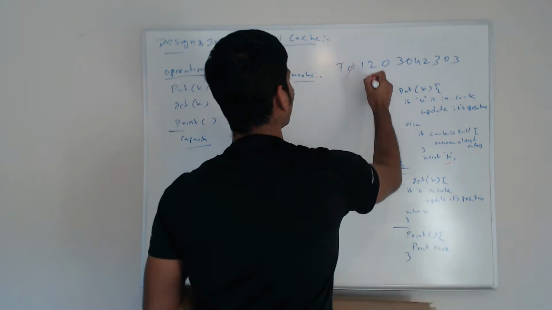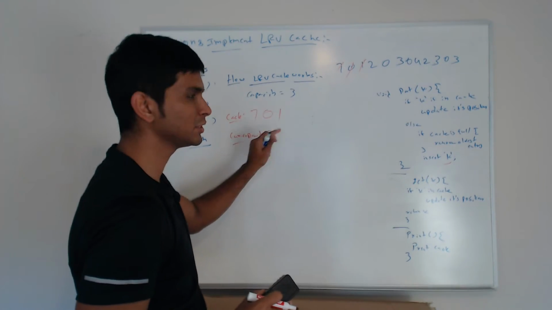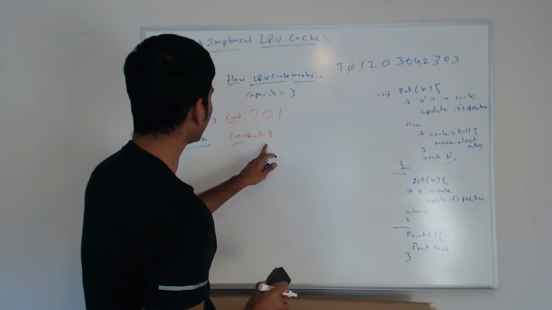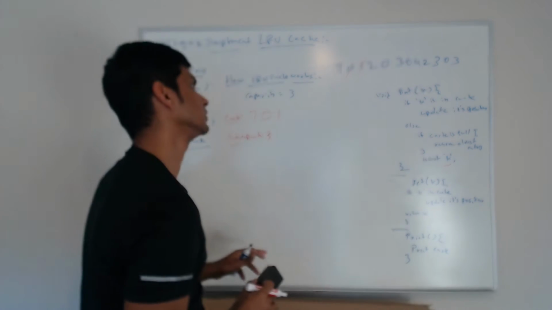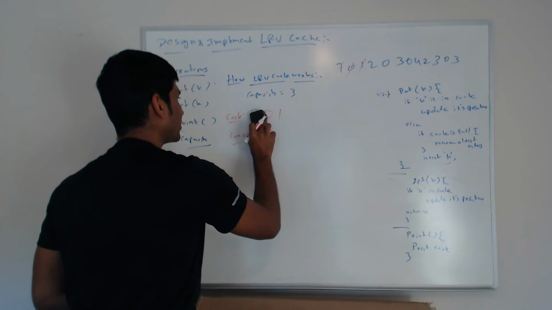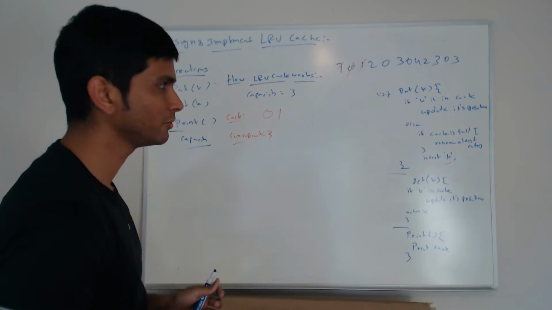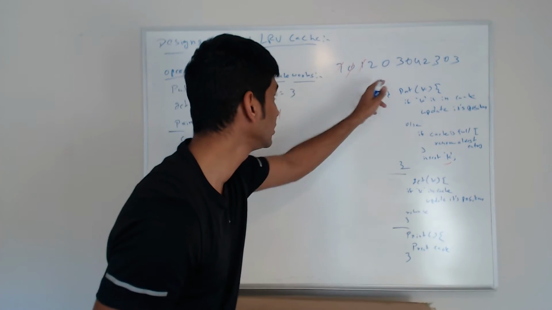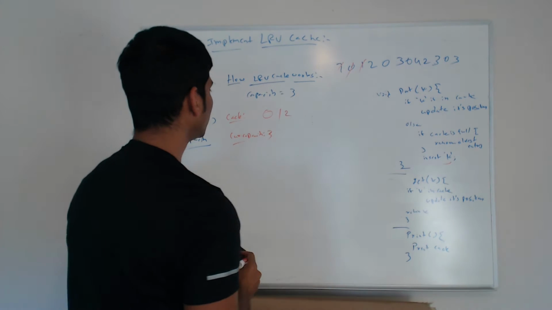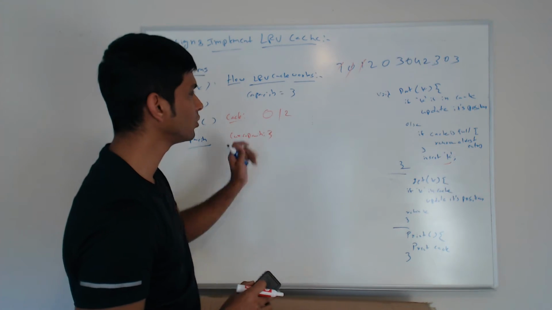Next we receive 2. Now we check, is 2 in cache? No, we have only 7, 0, 1. Next, is the cache full? Yes, because the capacity has reached 3. Then we remove the oldest entry. What is the oldest entry here? 7, isn't it? We received 7 first, then 0, 1. So the first element is removed, and we insert 2 here. We just keep the capacity as 3 because we have only 3 elements.